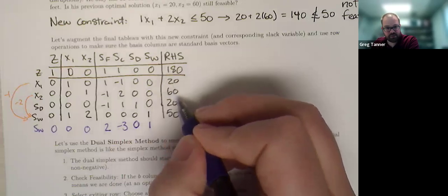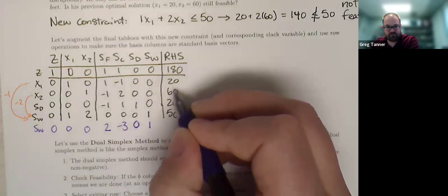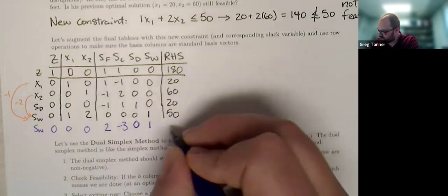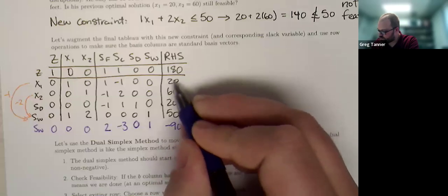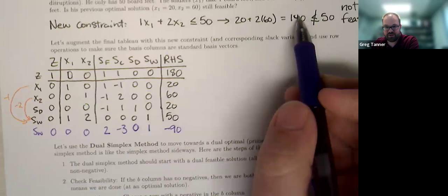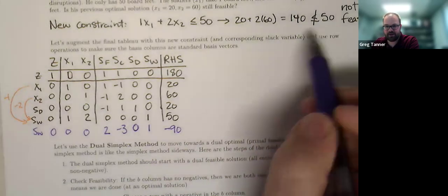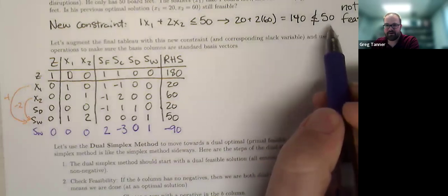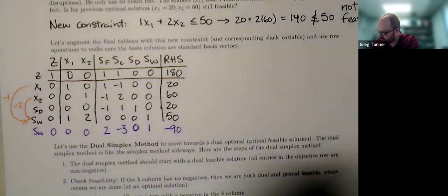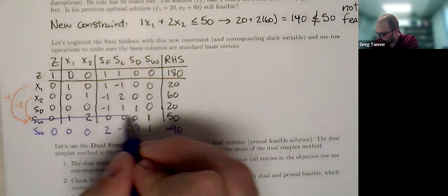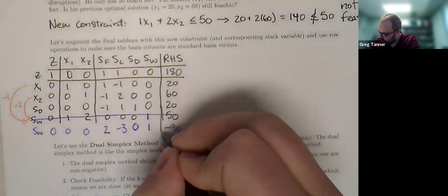-1 times 20 plus -2 times 60 is going to be -140, plus the 50 is going to give us -90. Notice that the value of -140 matches up with this 140 here. So we're essentially taking the 50 on the right-hand side and subtracting this over to get our new right-hand side of -90. I'll go ahead and cross this row out because that's what we just replaced. And this is our new bottom row.